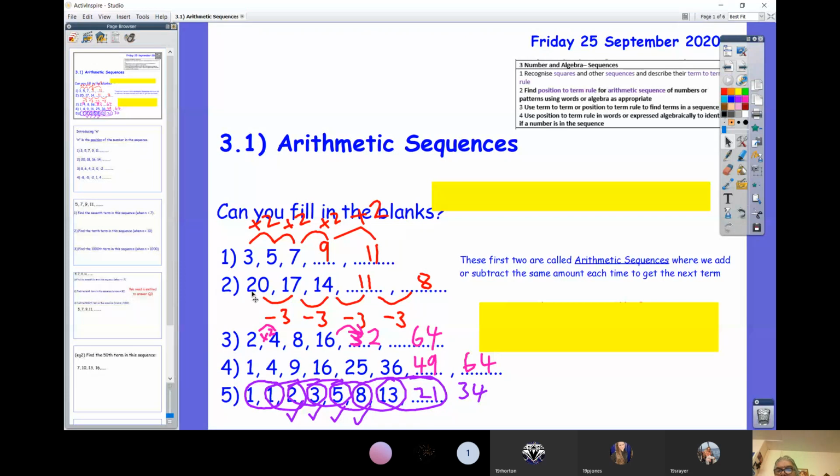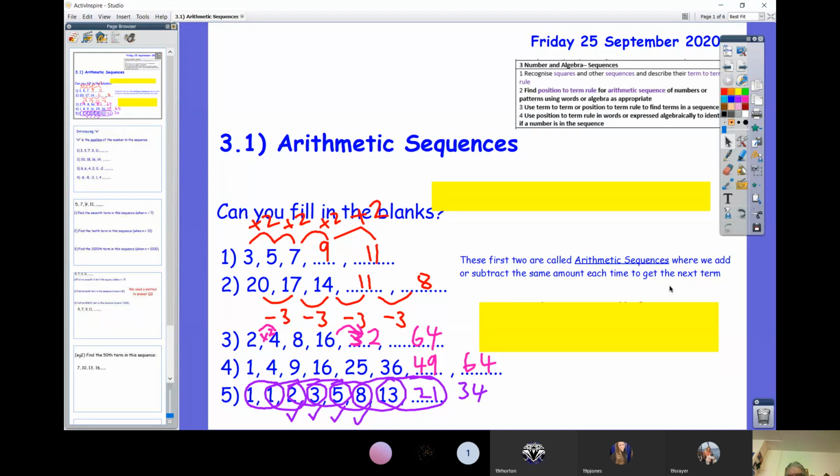These first 2 are called arithmetic sequences, where we add or subtract the same amount each time to get the next term. So as we saw, we added 2 each time on number 1. So you can copy this down, please, Henry. And then on number 2, we were subtracting 3 each time.